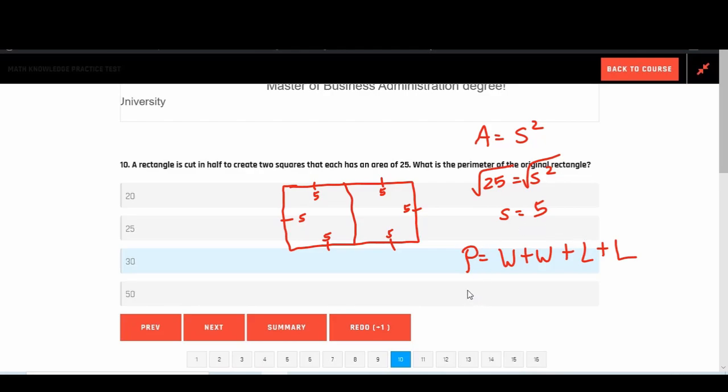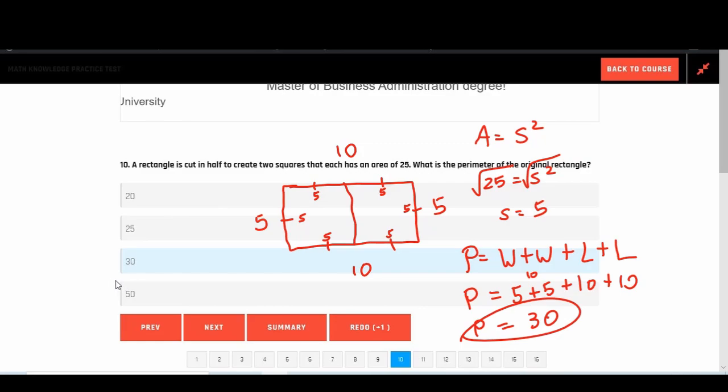Okay, let's see if we have those. Again, the width is 5. The length is 5 plus 5, 10. The width is 5, and the length is 10. So we do have all those. 5 plus 5 plus 10 plus 10. 5 plus 5 is 10. 10 plus 10 is 20. 20 plus 10 is 30, which is right there.